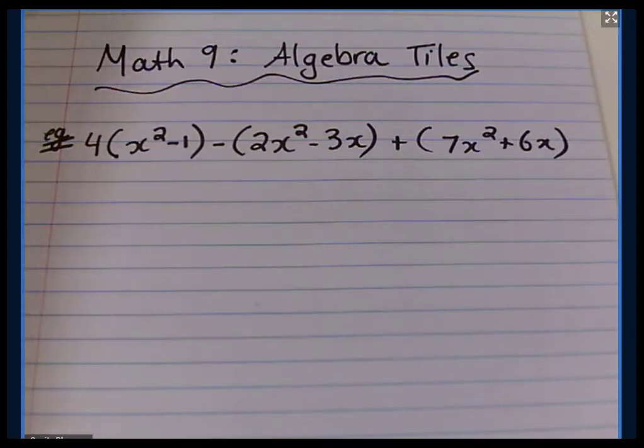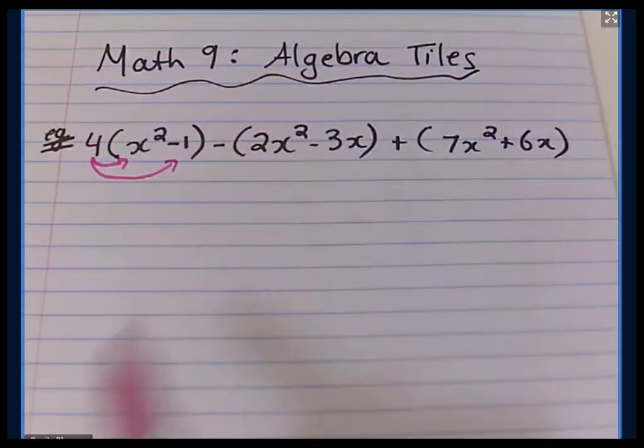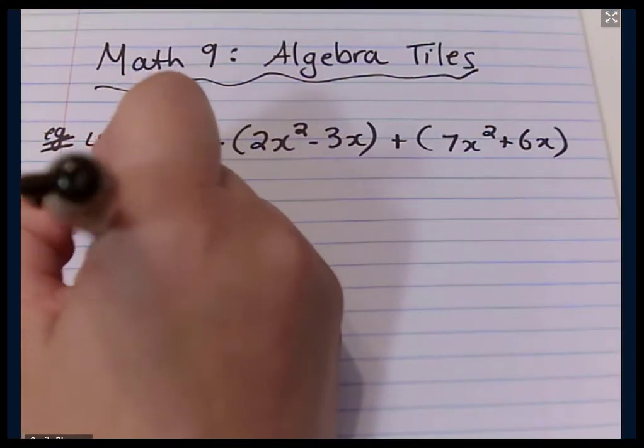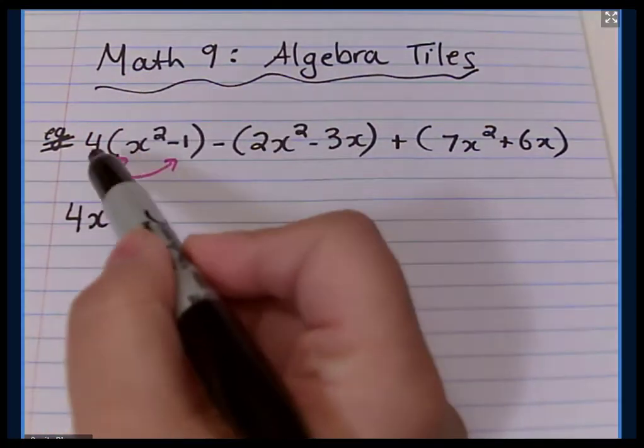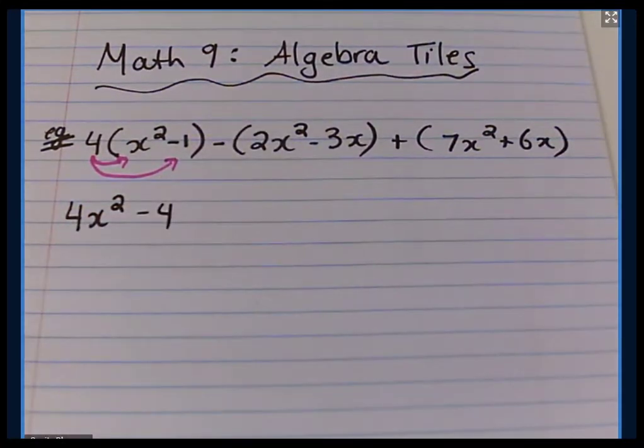So we do have to multiply that 4 with everything inside that bracket. So 4 needs to multiply with x squared, and it needs to multiply with the negative 1. So multiplying that out, we get 4x squared, and then 4 times negative 1, that's negative 4. All right, so that's our first bracket.